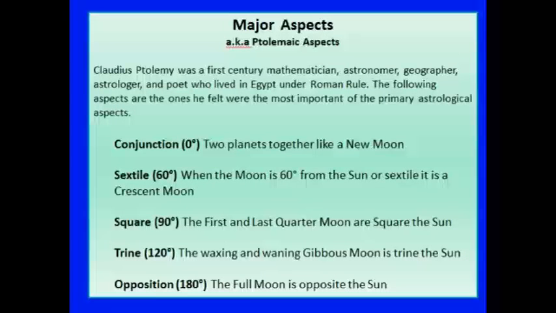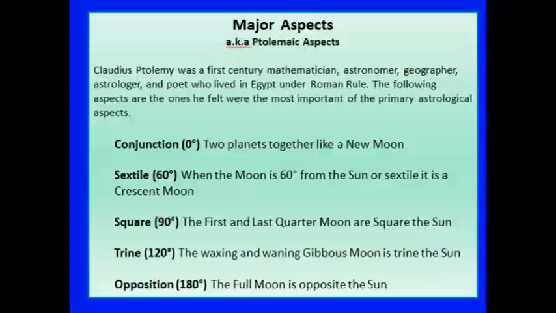And they basically form the sacred geometry. I will talk a little bit about some of the other aspects just so you know about them, but these are the ones that we look at more closely in shamanic astrology, and I'll tell you about why that is in a moment. So again, a conjunction is when 2 planets are together like a new moon. A sextile is when the moon is about 60 degrees from the sun, or like a crescent moon, and the square is the first and last quarter moon, as we talked about before, because they form a 90-degree angle.